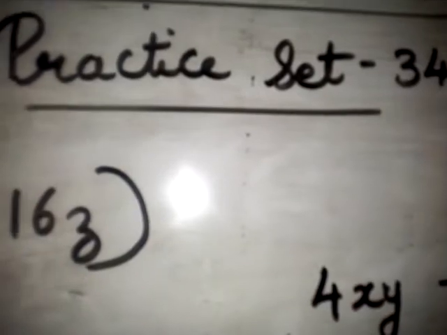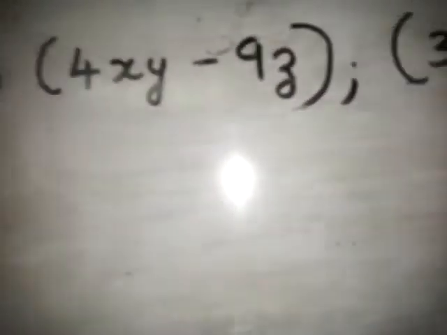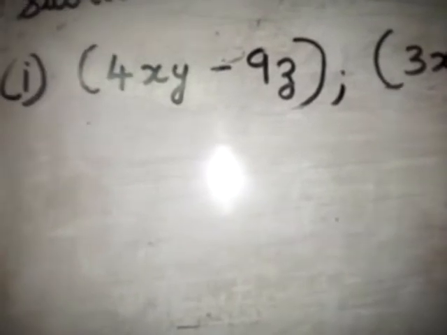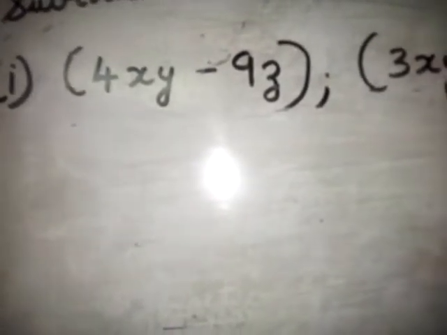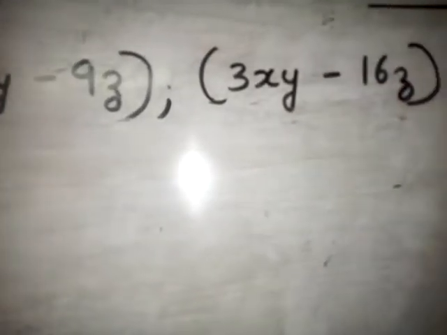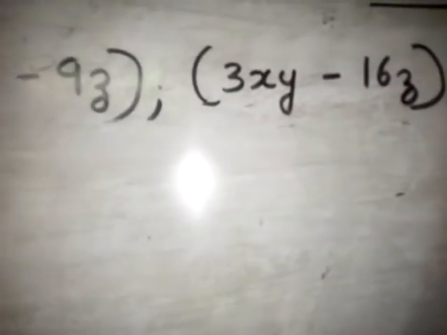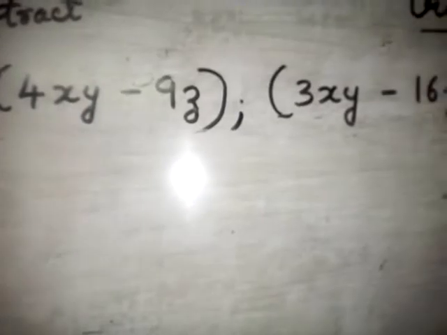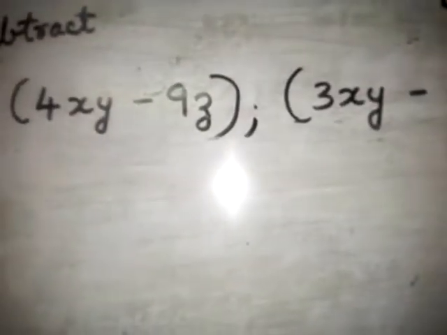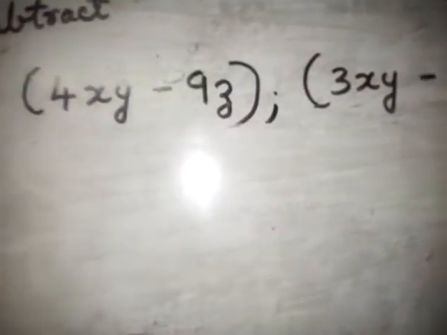Today we will begin practice set 34. First one, subtract the second expression from the first. 4xy minus 9z, comma, 3xy minus 16z. Both these binomial expressions are given in brackets, so you have to write them again in brackets in subtraction form.